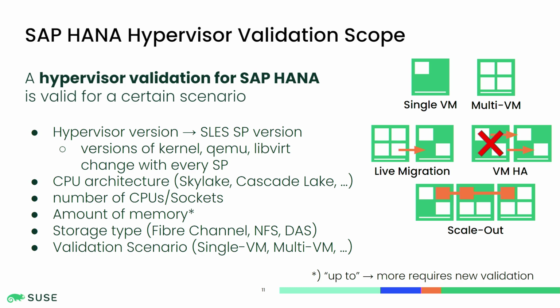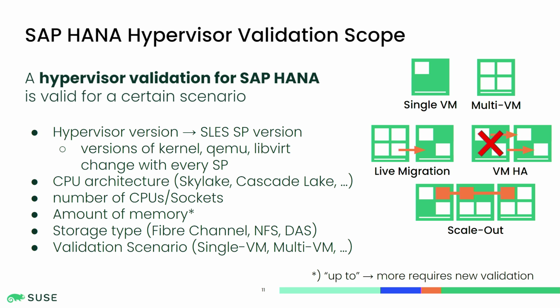Then we have to validate storage types, be it fiber channel storage, be it network attached storage like NFS, be it direct attached storage like local drives or an expansion box that's connected to your RAID controller. So that's something. And then there are these nice virtualization scenarios which SAP defined. There's a single VM, so one VM on a virtualization host. Multi-VM means multiple VMs on a virtualization host. That's what you normally do.